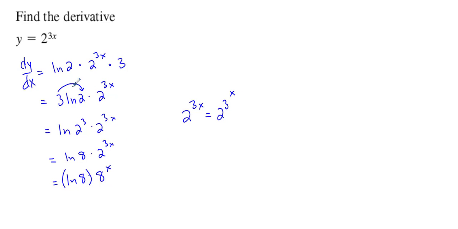One way to avoid some of this mess is identify that at the very beginning. At the very, very beginning, I could have said 2 to the 3x power. Well, I know that's 2 to the third to the x. I know that's 8 to the x power. So essentially, I just have 8 to the x power, right? This is an 8 to the x power now problem.